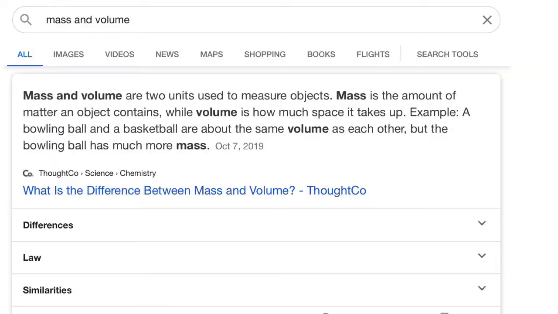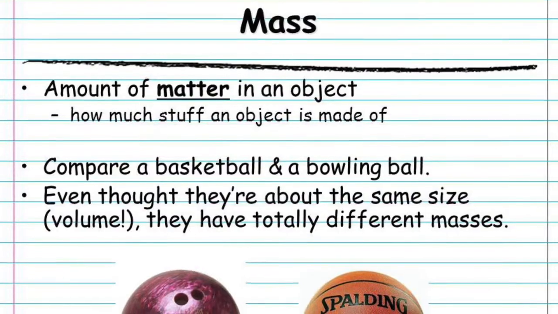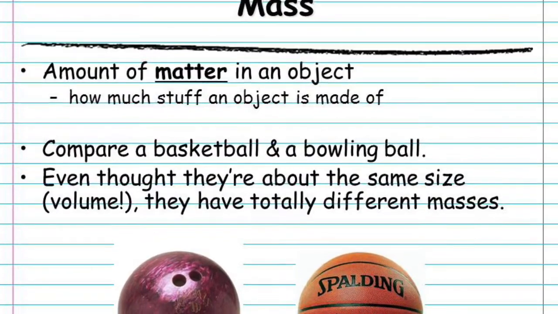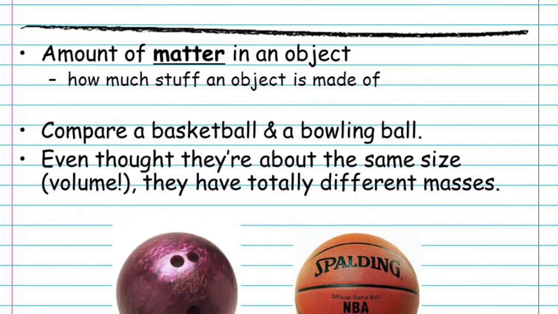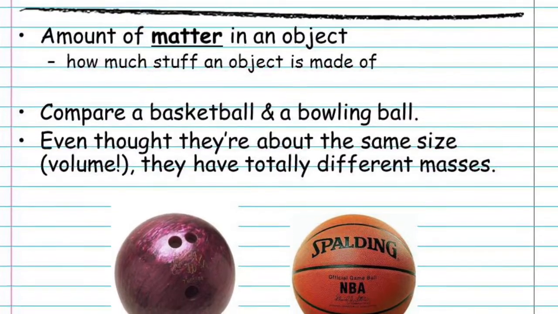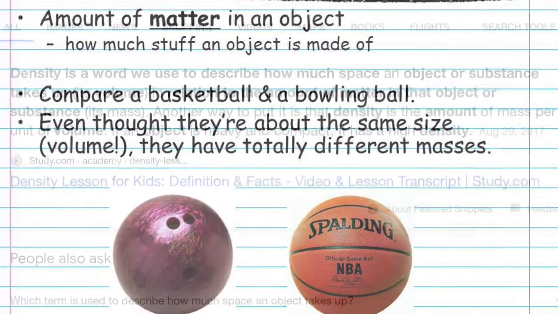So let's begin. Before you learn about density, you need to know what mass and volume are. Those are two units of measurement, so let's explore those. Mass is the amount of matter an object contains. And volume, well, that's how much space it takes up. For example, a bowling ball and a basketball are about the same volume as each other, but the bowling ball has much more mass. Now put them together to get density.